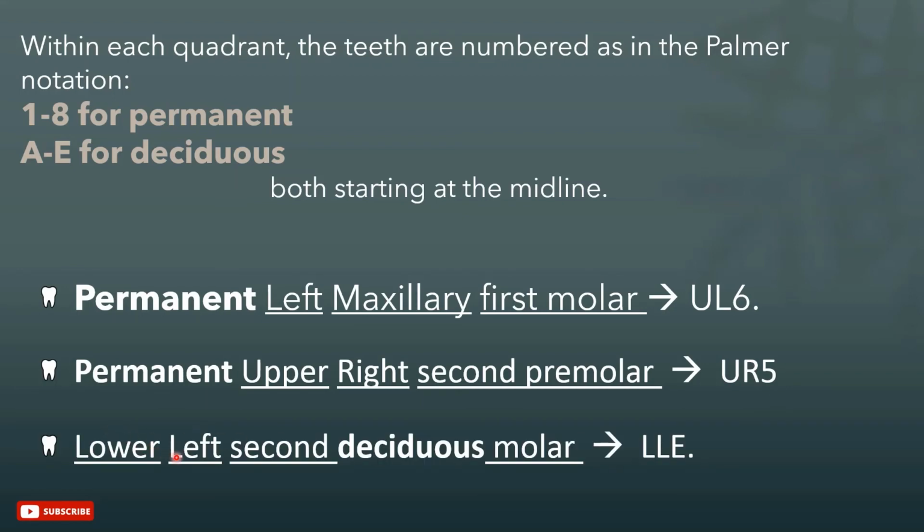Lower left, second deciduous molar. You know now that you are going to use a letter, not a number, because it's a primary tooth. Lower left, so LL. Second deciduous molar is tooth E, so it's LLE.